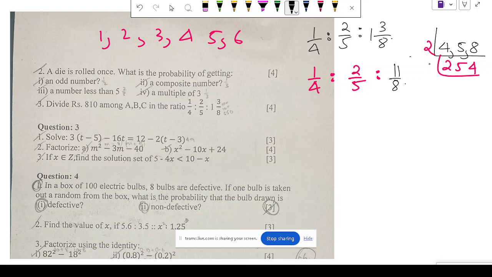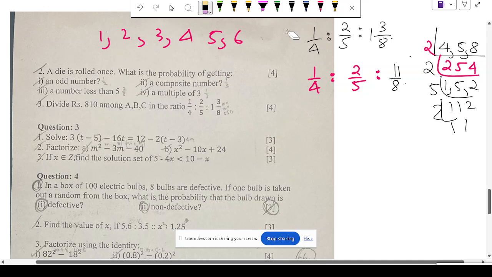Yes, sir. 2 1s are 2. 2 2s are 4. What about 5? And 5 will be carried down. Next. Okay, 5 1s are 5, 2 1s are 2. Correct. So what's the LCM? 40, sir. LCM is 40, not 20.